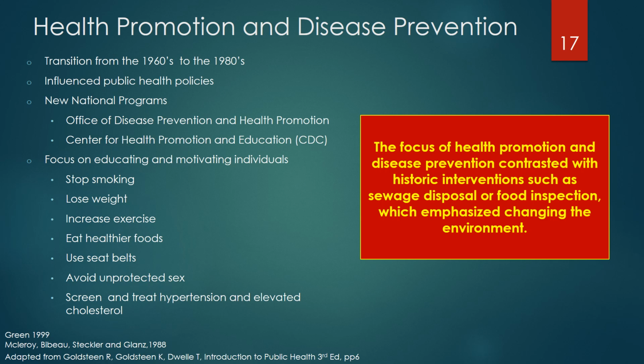As Green stated in 1999, 1974 was a turning point when health promotion was accepted as a significant component of health policy. New national health promotion programs were established, including the Office of Disease Prevention and Health Promotion in the Department of Health and Human Services, and the Center for Health Promotion and Education at the CDC. The focus of health promotion and disease prevention contrasted with historic interventions such as sewage disposal or food inspection, which emphasized changing the environment.